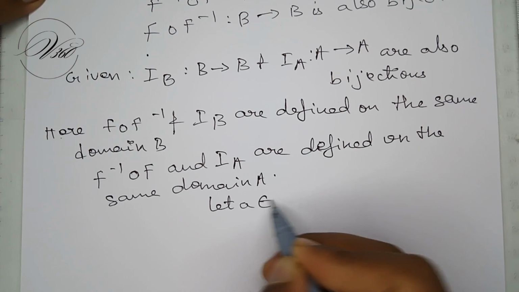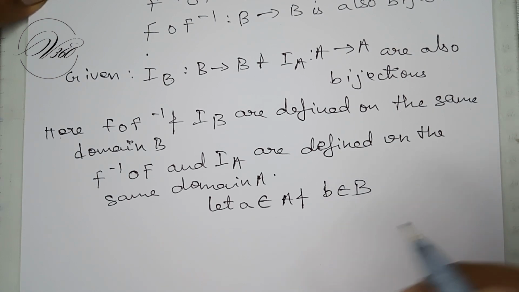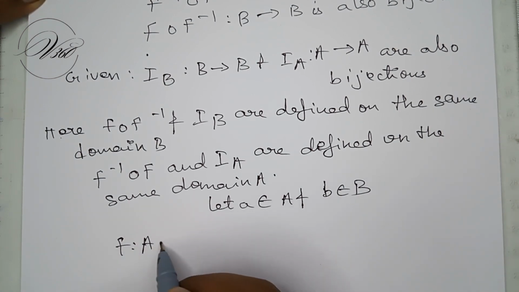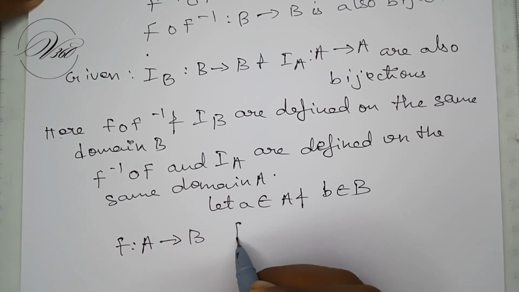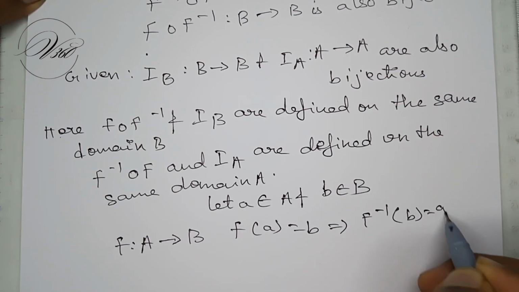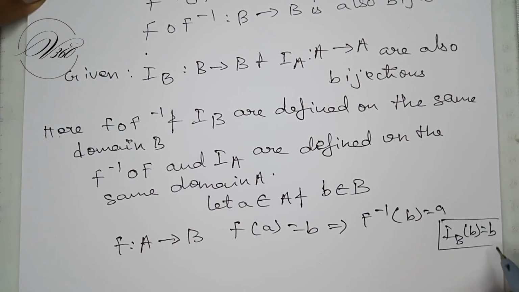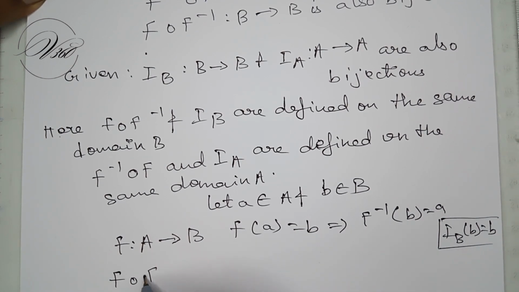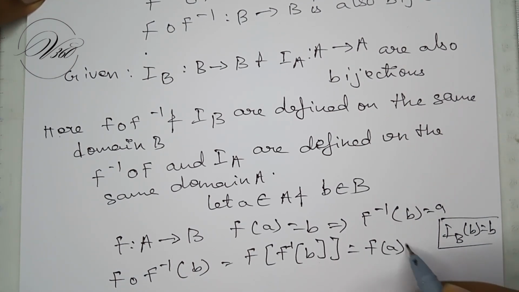Okay. Let a belongs to capital A and b belongs to capital B. Okay. F of a means F maps A to B, and F of a is equal to b, that is F inverse of b is equal to a. IB of b is equal to b. Okay. F of F inverse b is equal to F of F inverse b is equal to F of a is equal to b. Okay.